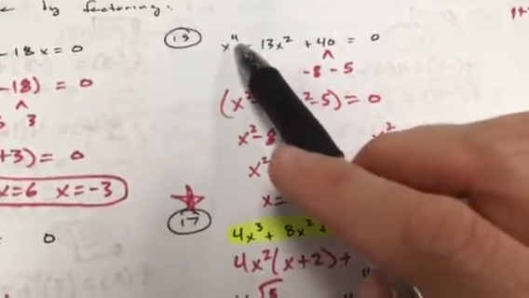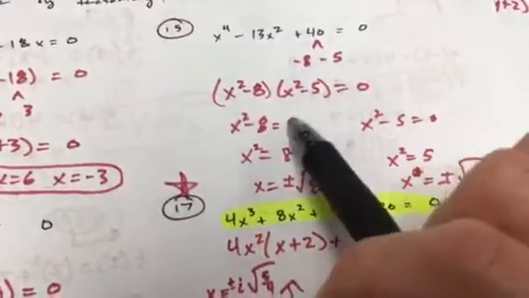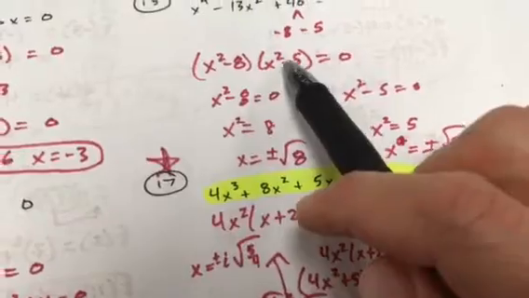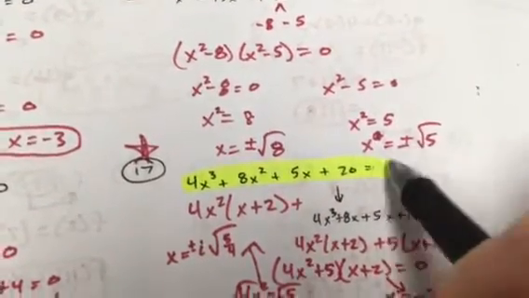Because it's x to the fourth, it's x squared times x squared. x squared minus 8 is 0. x squared equals 8. Take the square root, you get plus or minus the square root of 8. x squared minus 5 is 0. Move this over, take the square root, you get plus or minus the square root of 5.